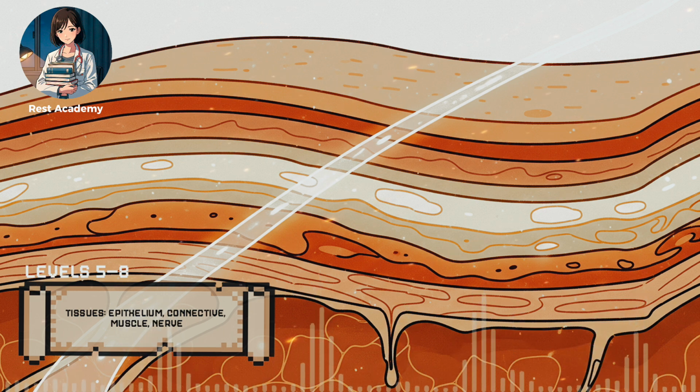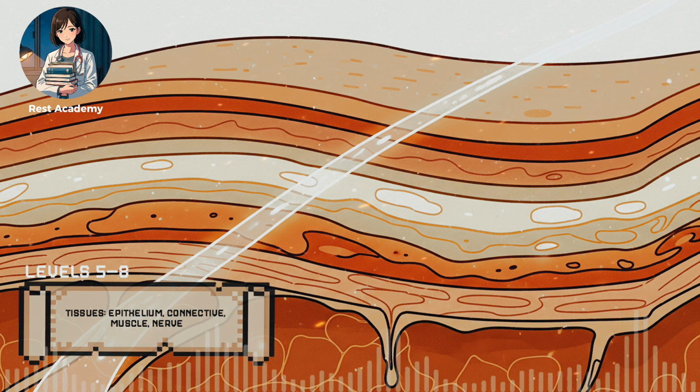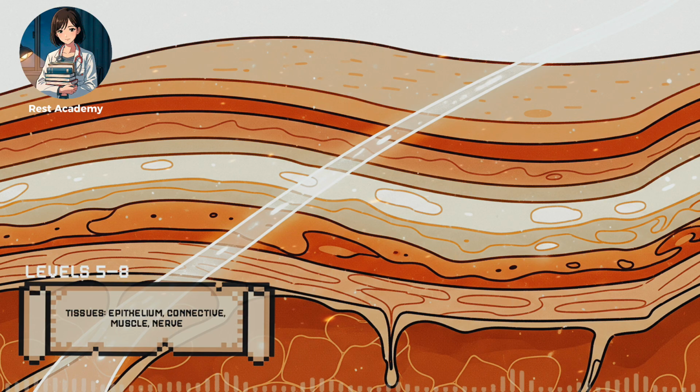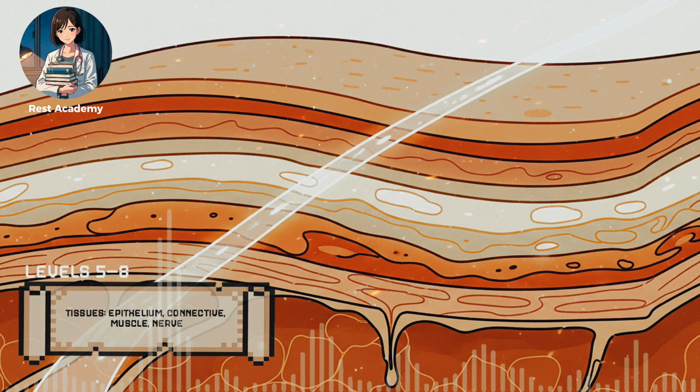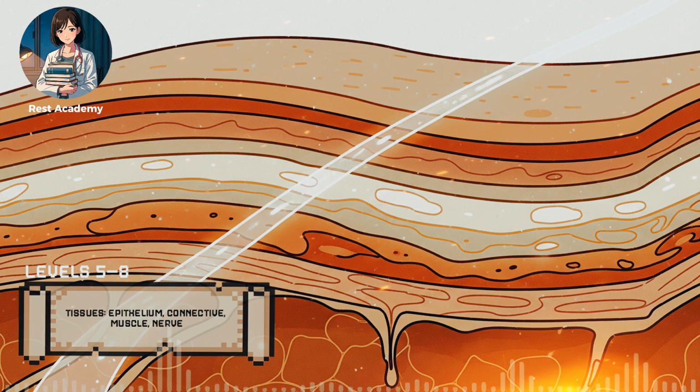Across all types, the generated force must leave the cell. Cytoskeletal linkages tie contractile threads to the cell membrane and to surrounding connective tissue, so tension flows into tendons, fascia, and ultimately bone or organ walls.